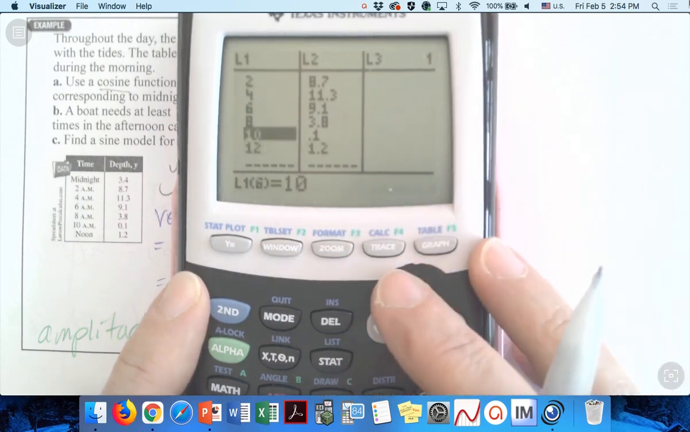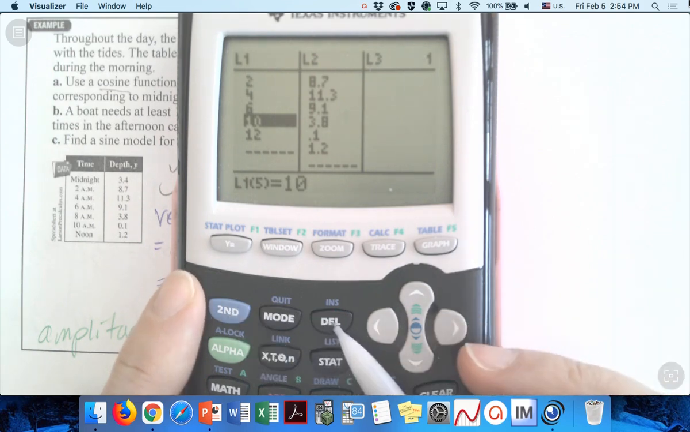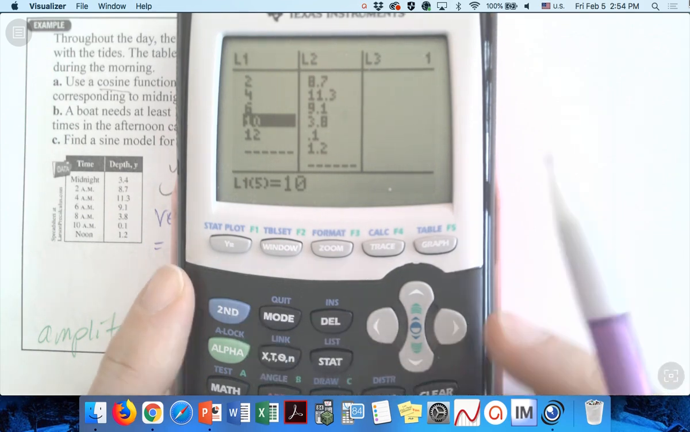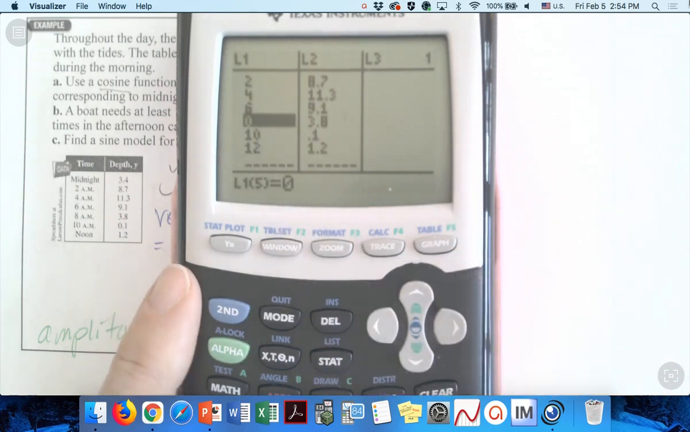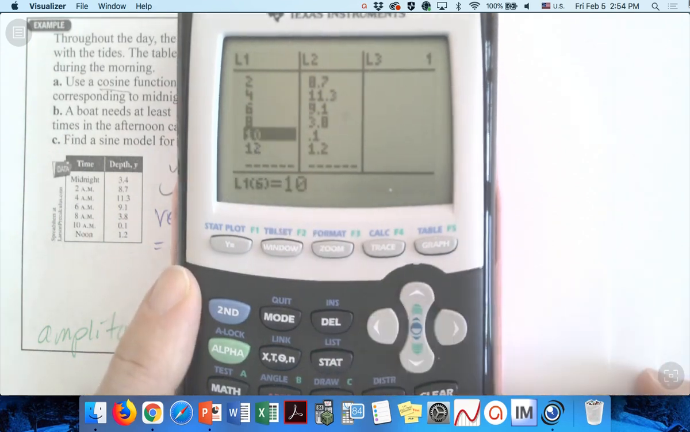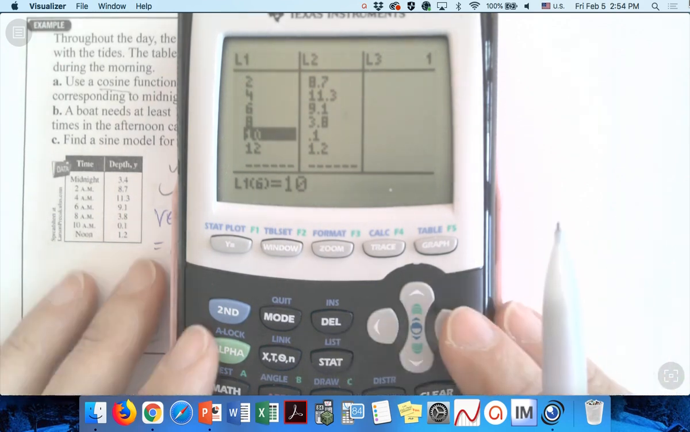If you forgot one, like let's say that I forgot to put the 8 and then I realize it, you can do second delete. See the INS, that means insert. So if you do second delete, it'll insert a 0 and then you can just type on top of it and call it an 8. Okay? You don't have to start everything all over because there's always the delete and the insert buttons.